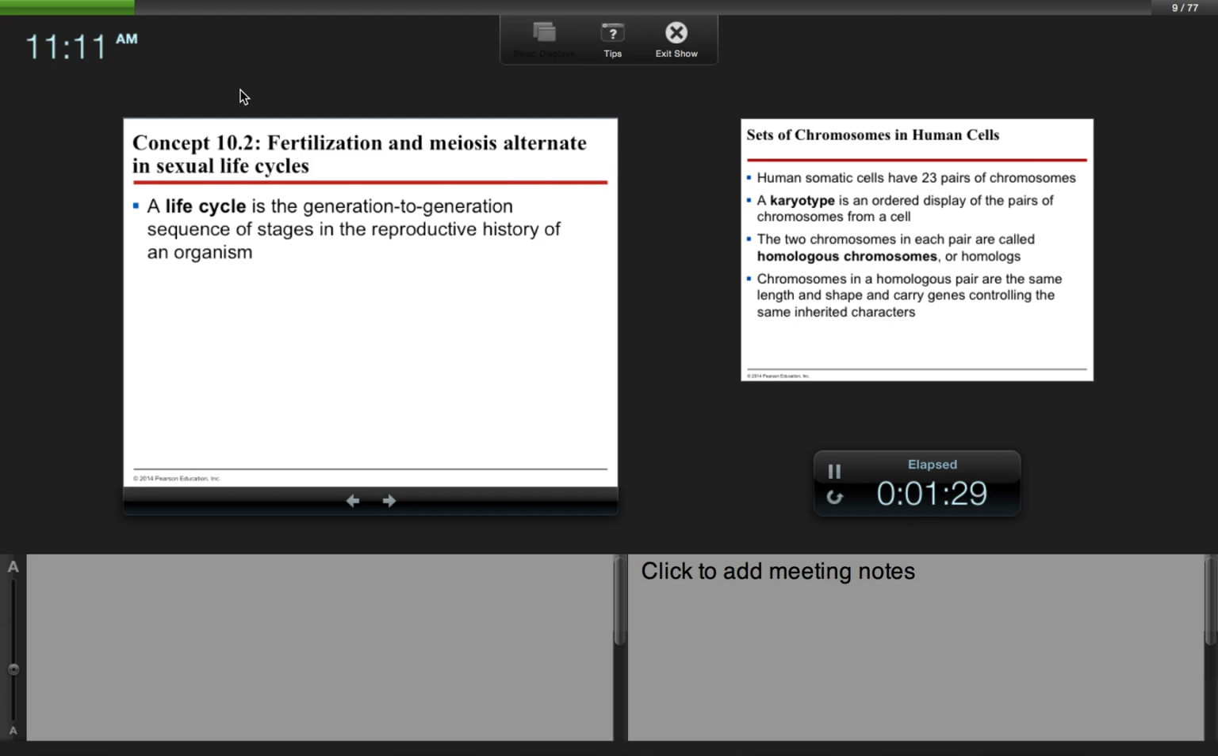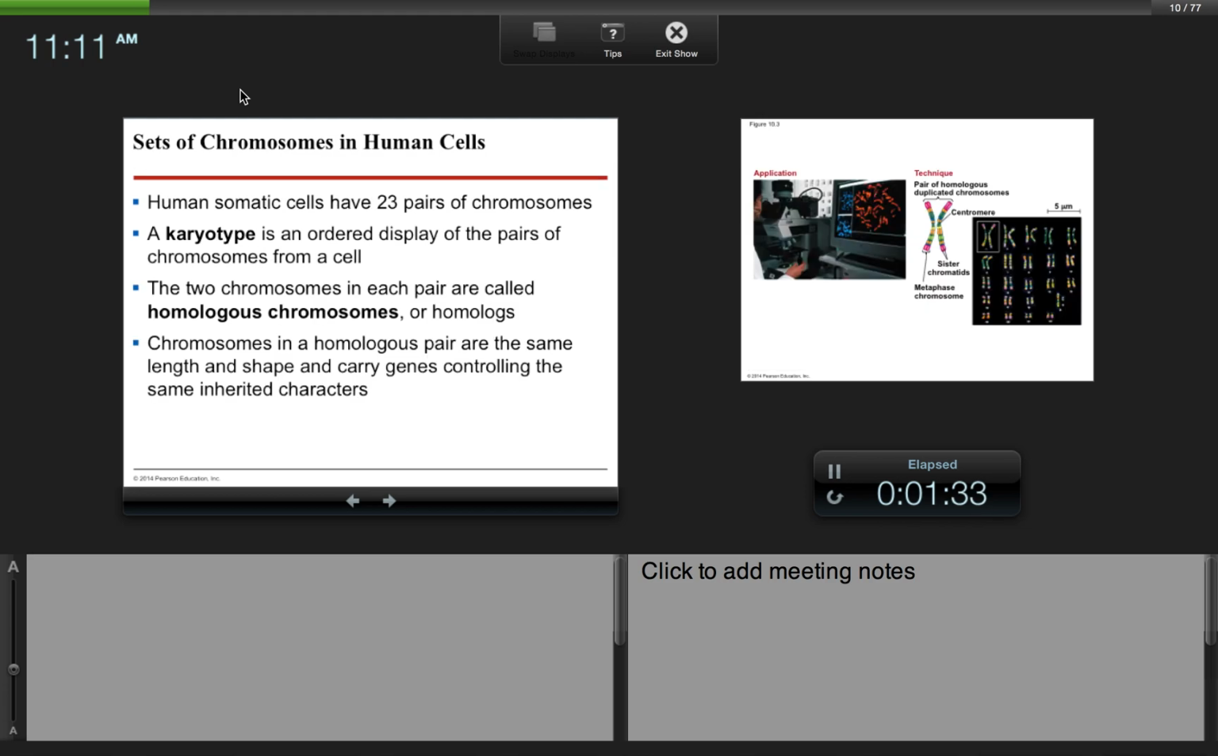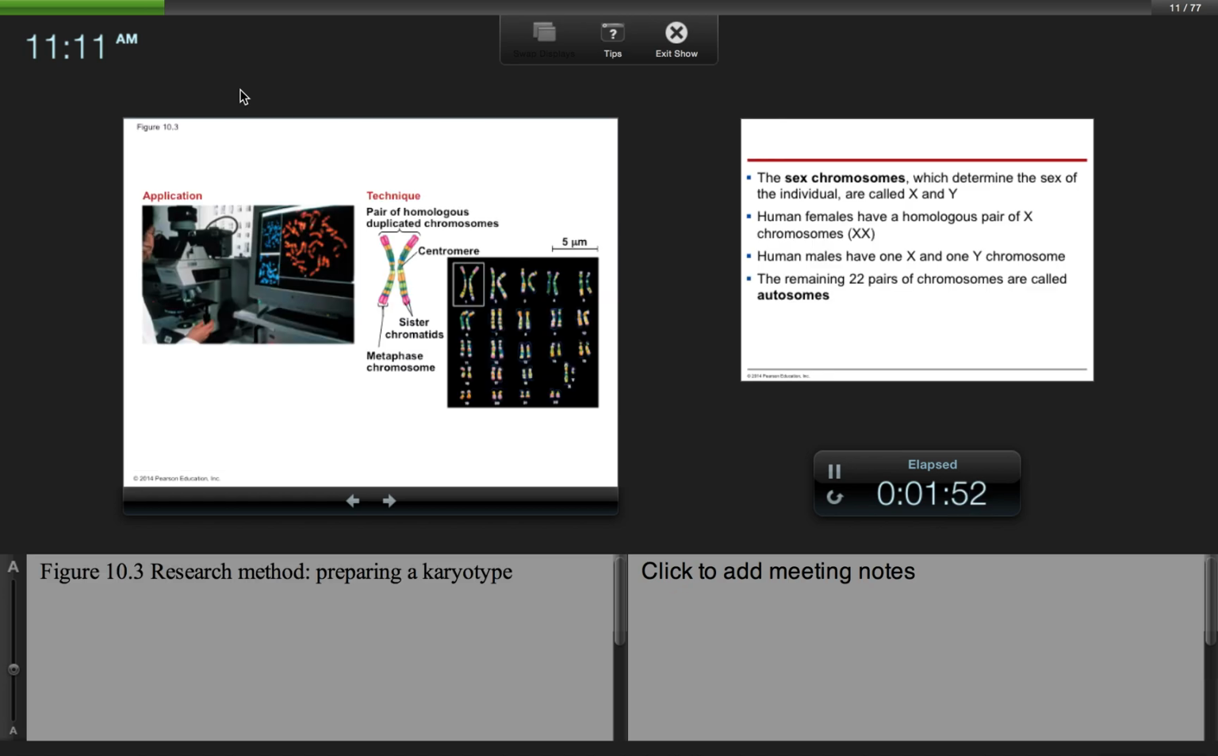Life cycle is the generation-to-generation sequence of stages in the reproductive history of an organism. Human somatic cells have 23 pairs of chromosomes, or 46 total. A karyotype is basically a picture of those chromosomes. And you can see the homologous chromosomes that are coming up and pairing together. So that looks like this right here.